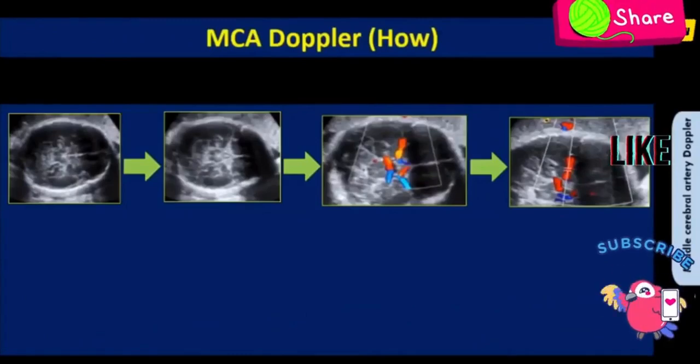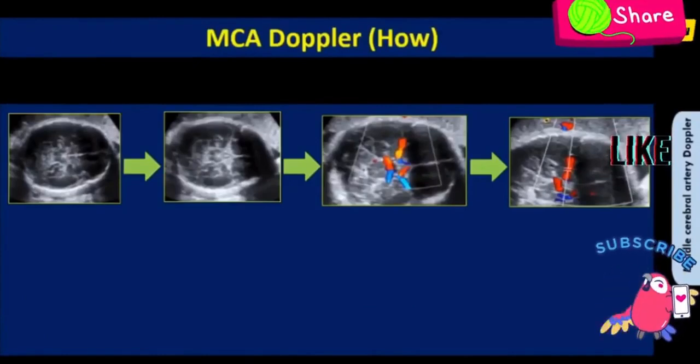To perform Doppler study of the middle cerebral artery, a transverse view of the fetal brain at the level of the biparietal diameter is obtained. The transducer is then moved towards the base of the fetal skull. Activate color Doppler imaging. The circle of Willis is easily visualized with the MCA seen as a short vessel running in anterolateral direction. Assess the MCA which is closer to the transducer.